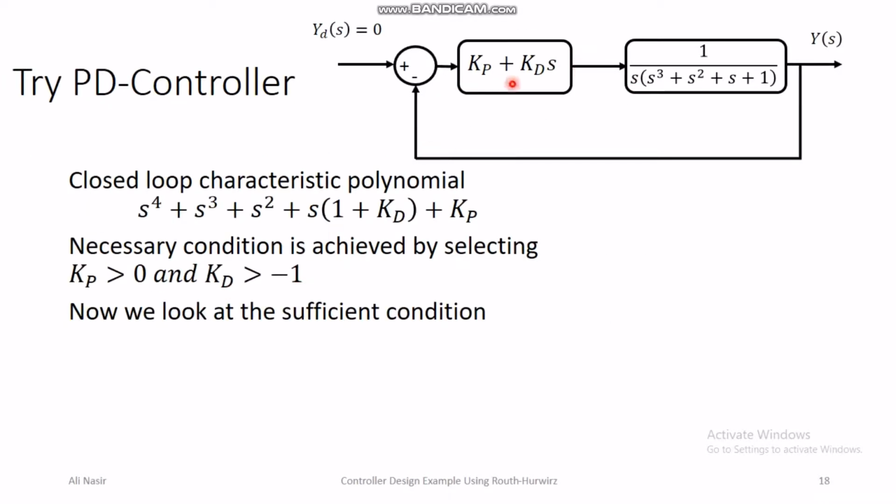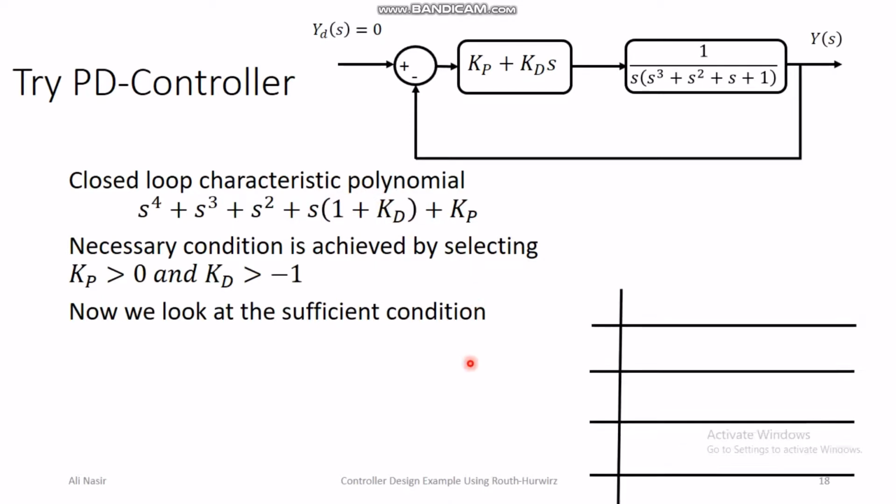In the PD controller, the closed loop characteristic equation becomes s to the power 4 plus s cube plus s square plus s into (1 plus Kd) plus Kp. So there is an addition of a Kd term in the coefficient of s, and for achieving the necessary condition, we must have Kp greater than 0, and we must have Kd greater than -1, because 1 minus 1 is 0, so we have to have this coefficient greater than 0. So if Kd is greater than -1, for example if Kd is minus 0.5, then 1 minus 0.5 is still plus 0.5, so the necessary condition will still be met.